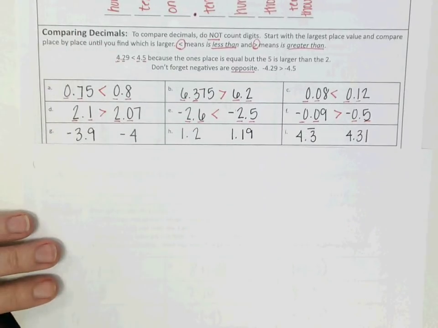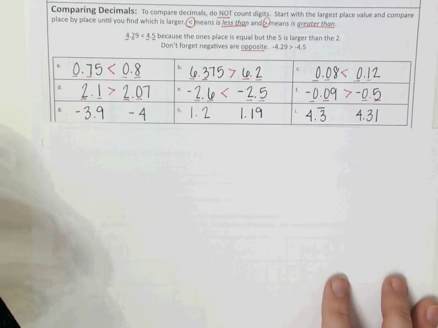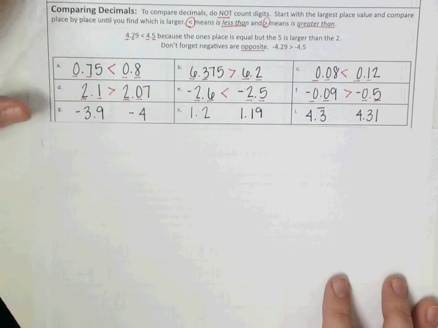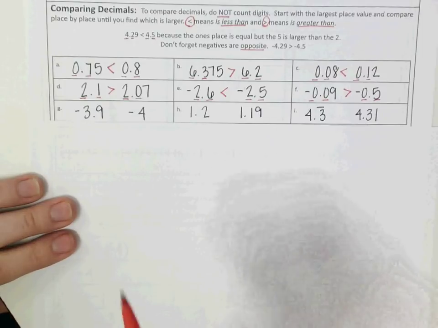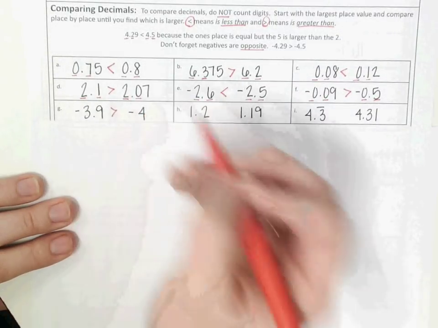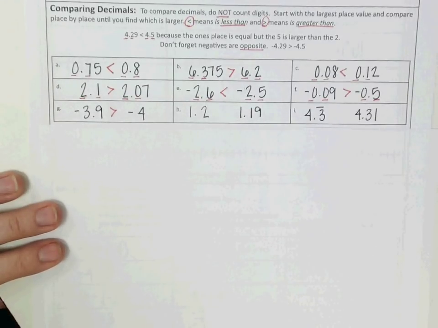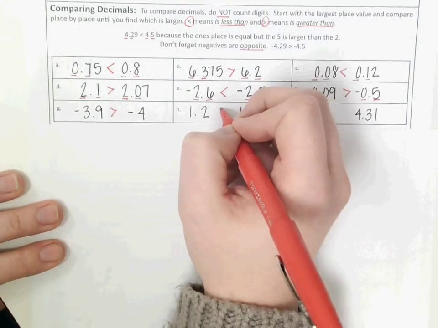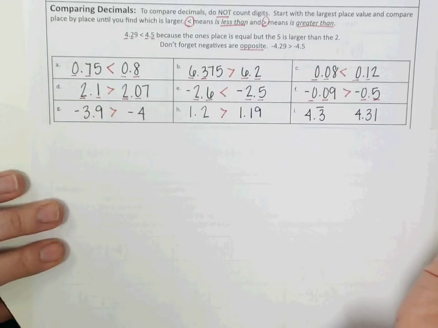So I want you all to try the next two on your own for me. If you want to pause the video real quick, you can. When we compare, we get this for our first one. For letter G, we get a greater than sign. For letter H, we get a greater than sign as well, because we're going back to our positive numbers, so it's our normal thinking.